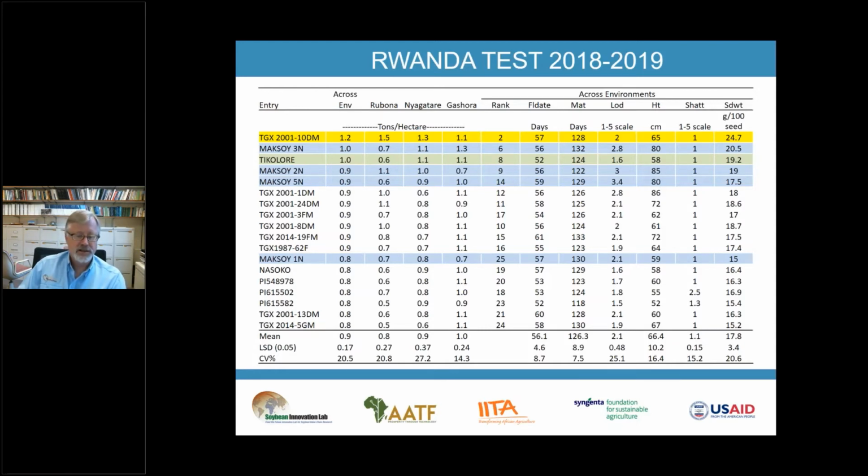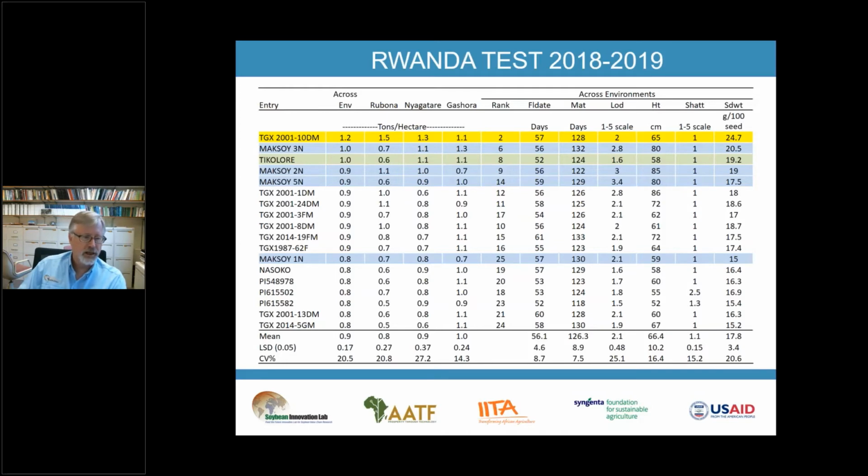The lines in the test that are highlighted in blue are Maxoy lines developed by Makerere University, and they performed very well in this test. You can see a lot of the best yielding lines were these Maxoy lines, which isn't surprising considering they were developed for adaptation in Uganda, which is very close to Malawi.